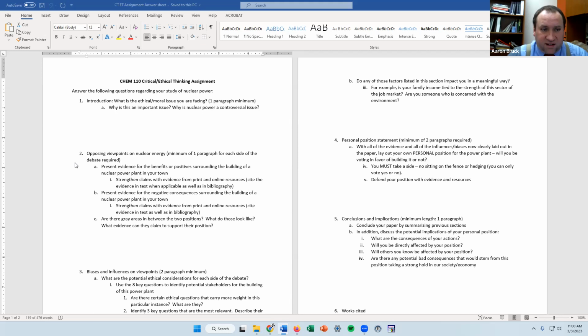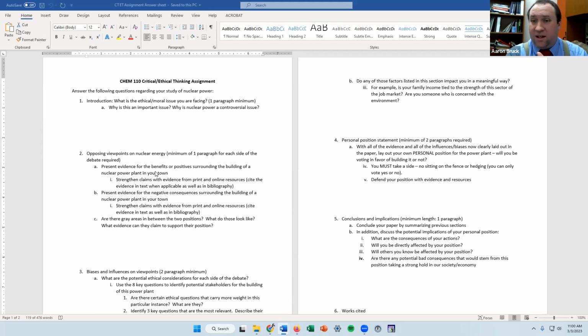The second section is addressing this second bullet point, the opposing viewpoints on nuclear energy. What I'm looking for is good, solid arguments for both sides of the debate. At minimum, it should be 1 paragraph for each side. You might find that you get into the research and it might be more than that. But I want you to address the positive side, the negative side, and if there is a gray area or multiple gray areas, a position that people could end up taking in the middle, and what that position ultimately looks like.